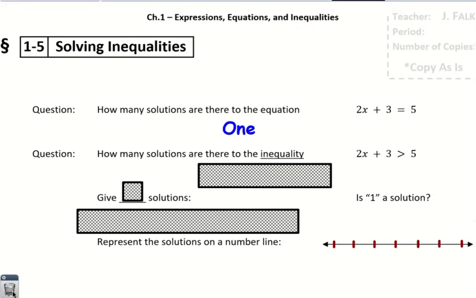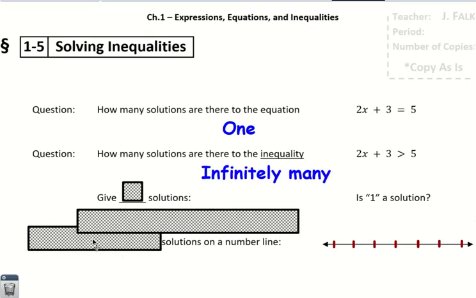The next question, how many solutions are there to the inequality 2x plus 3 is greater than 5? How many numbers are there that you could replace the x variable with to make 2 times x plus 3 greater than 5? Hopefully, from your experience and knowledge of numbers, you see that there's infinitely many numbers that we could plug in for x to make 2x plus 3 actually greater than 5.